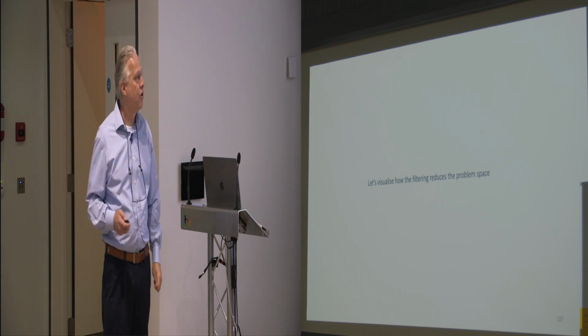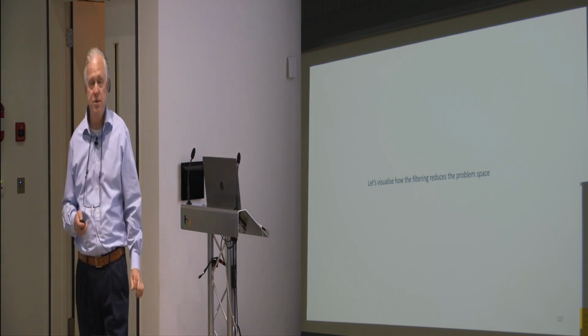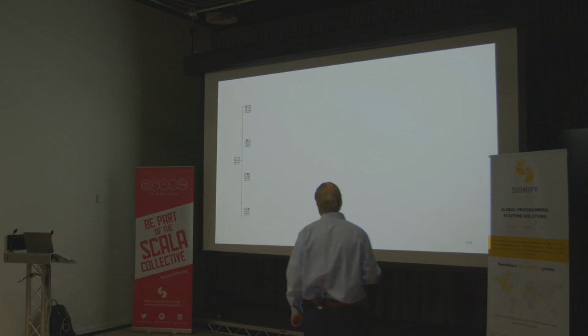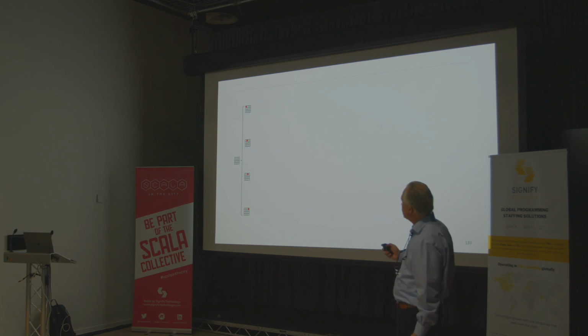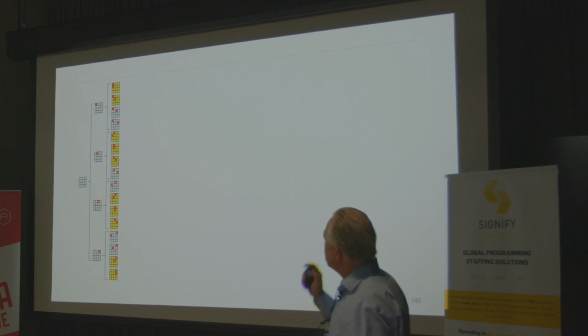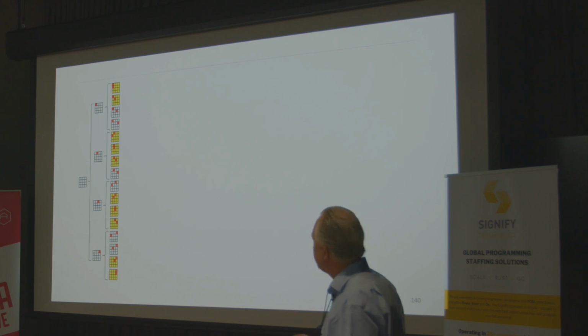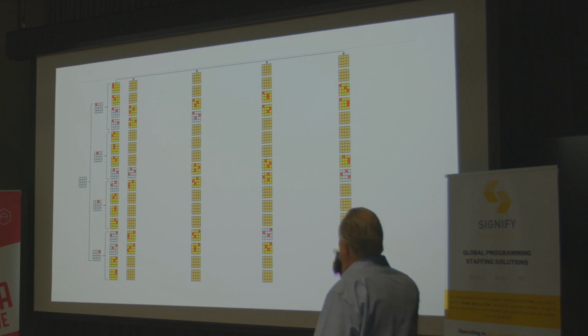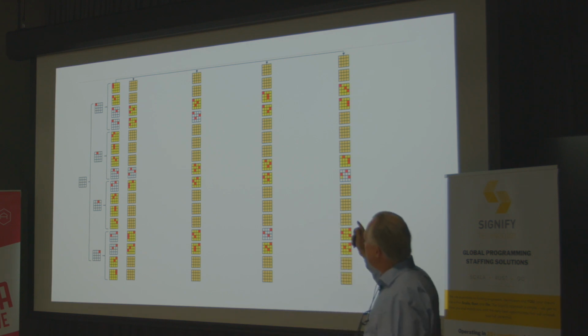Let's visualize how the filtering reduces the problem space. We start with an empty board. We place the first queen. There are 4 ways of doing that. For each of those ways, we place the second queen. Again, there are 4 ways of doing that. The isSafe function kicks in. I've marked in yellow the boards which are unsafe. We're going to ignore those. For the white boards that are remaining, we place the third queen. Again, there are 4 ways of doing that. Again, there are some unsafe boards in yellow.